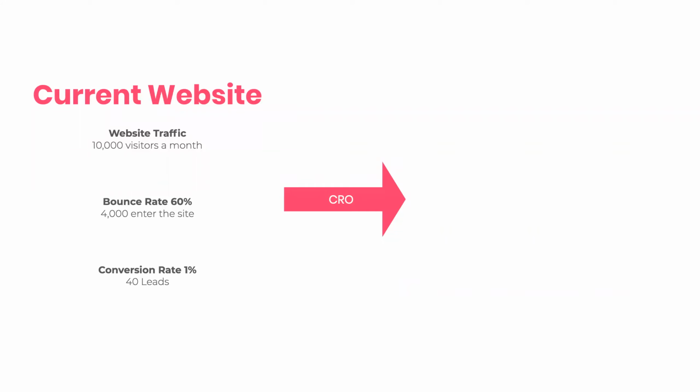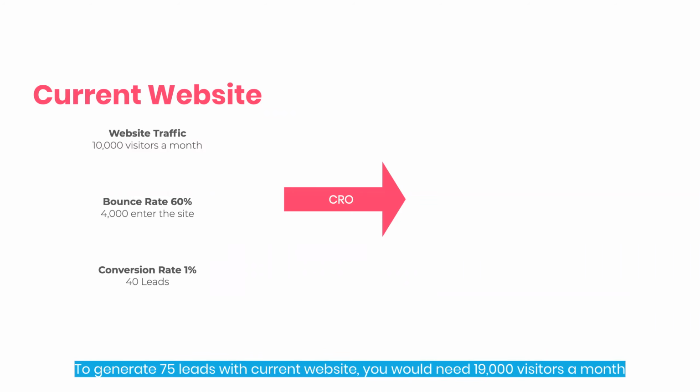Let's say that we're not bringing any more traffic to the website, but we want to do some conversion rate optimization on this website. If we wanted to generate 75 leads instead of 40 leads, what we need to do is bump up the traffic from 10,000 visitors a month to 19,000 visitors a month. That's almost twice the amount of traffic.